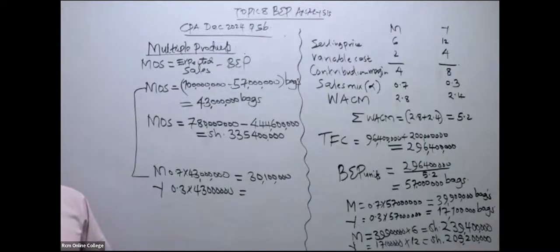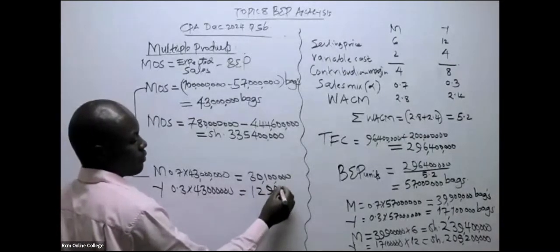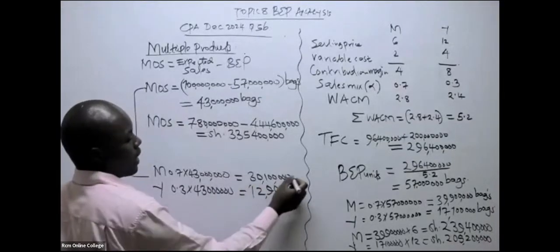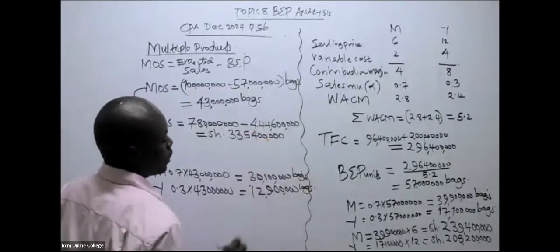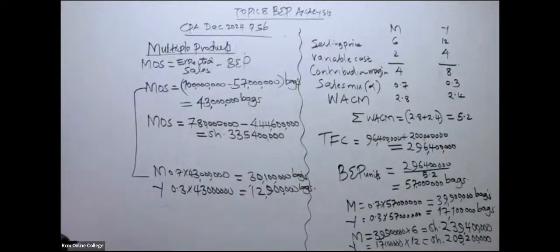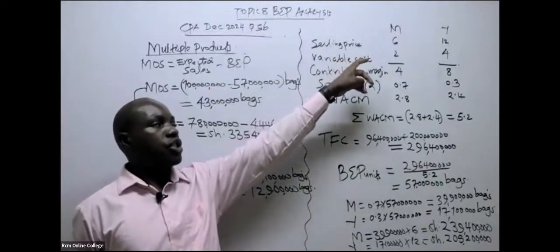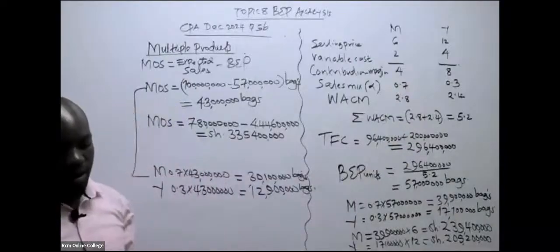How about Y? 0.3 of 43 million. How much will it be? 12,900,000. So those are bags. Margin of safety in units. What if I were to get it in shillings? I'll be taking this, multiplying by 6 shillings, and taking this one, multiplying by 12 shillings.